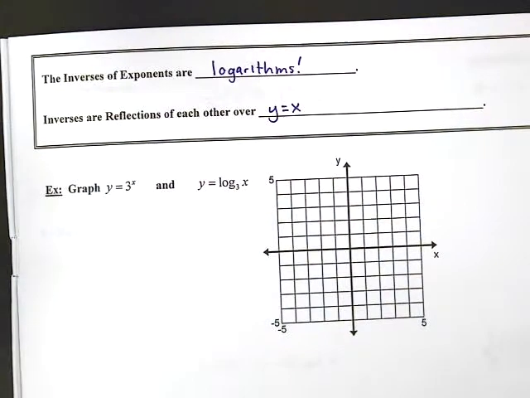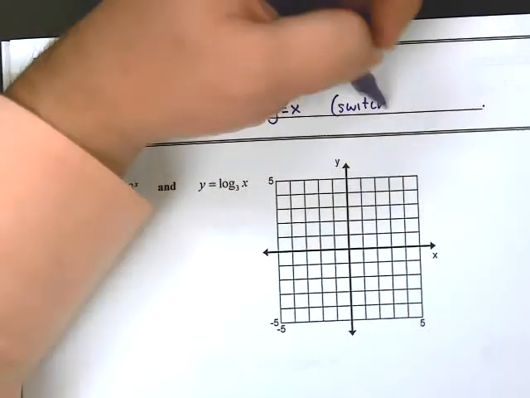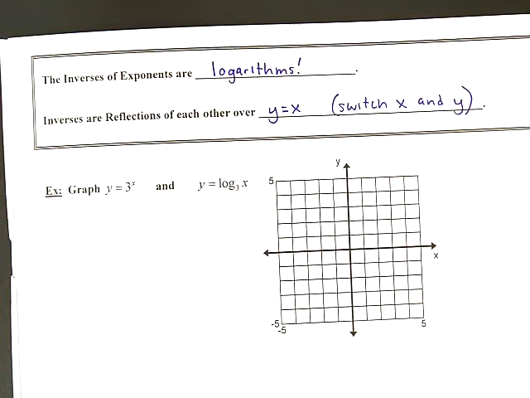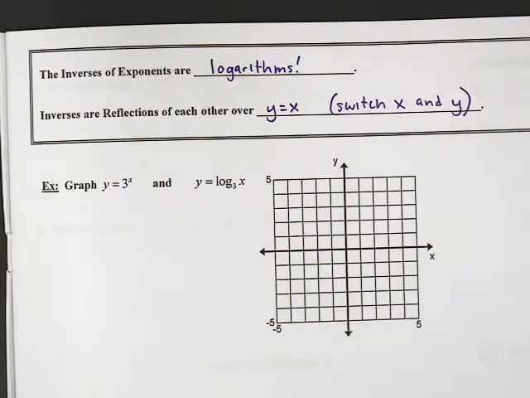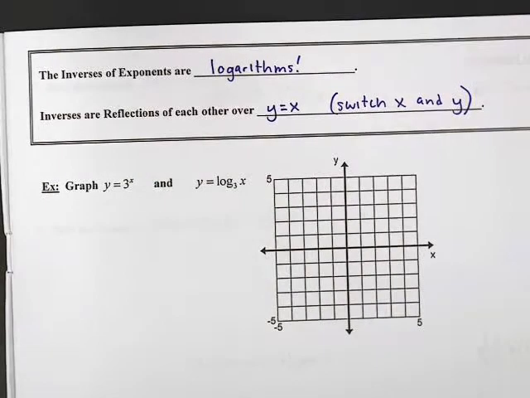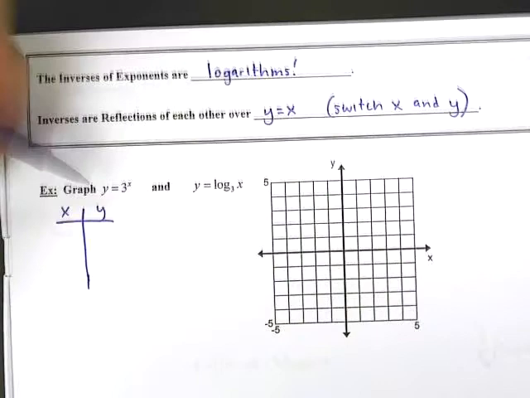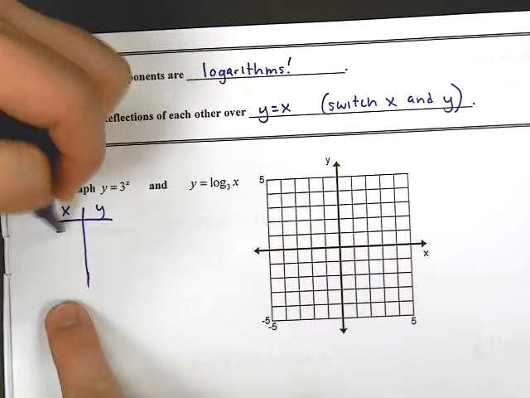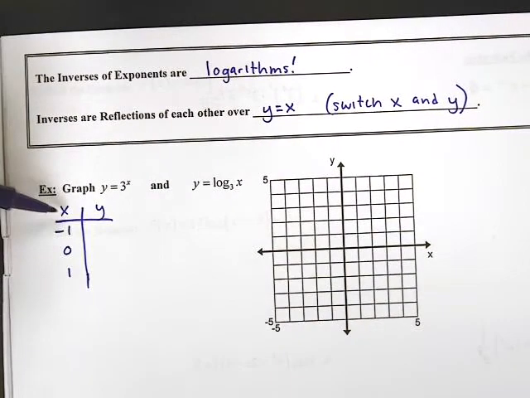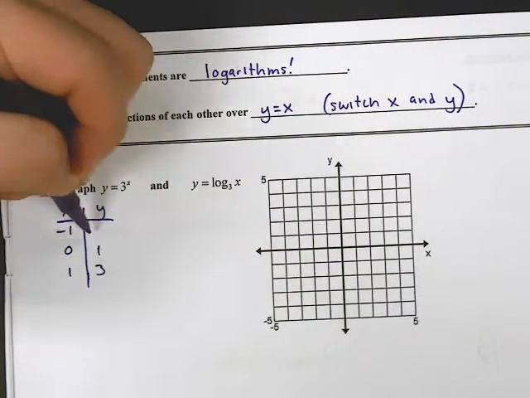And one thing that's nice that you can also always do is you can switch x and y. Now, at least in this chapter, that would be more like a testing option. So let me run that down for you real quick. If I have x, y, and I want to graph y equals 3 to the x, that means I have an exponential, and I want to put my nice exponents in the x column. So I get 1, 3, 1/3.